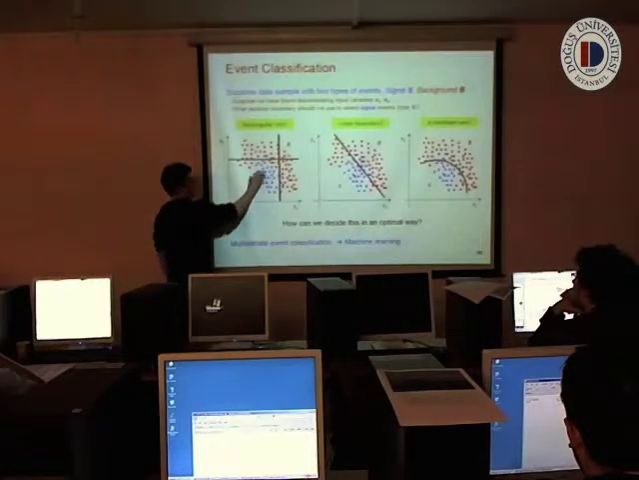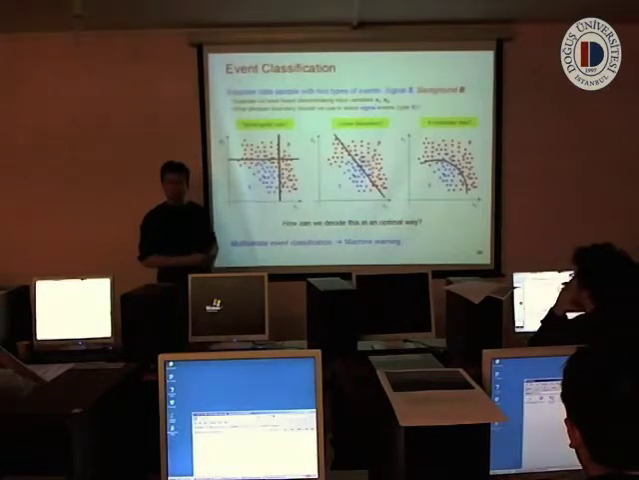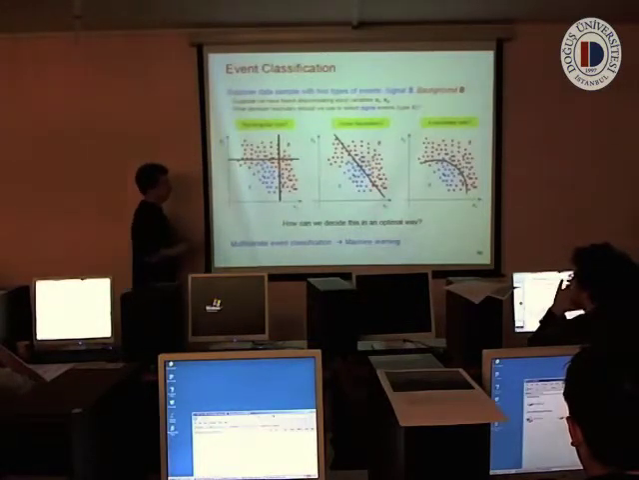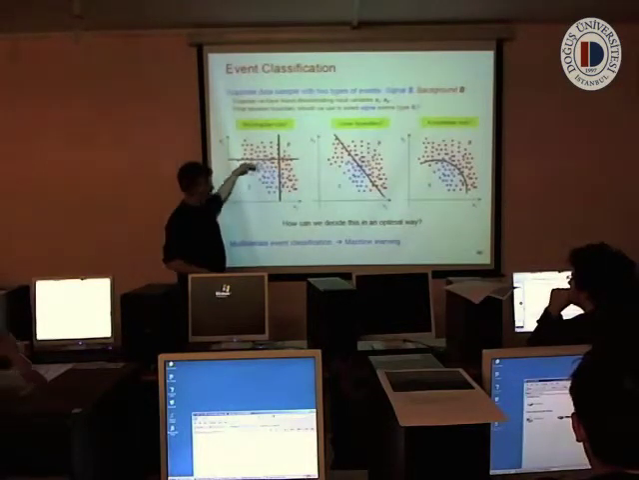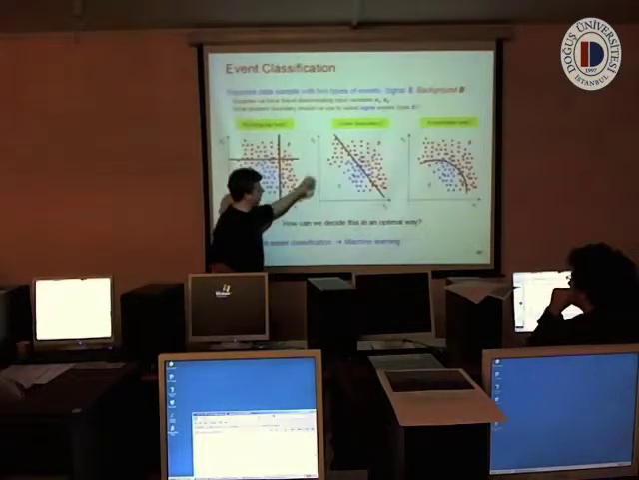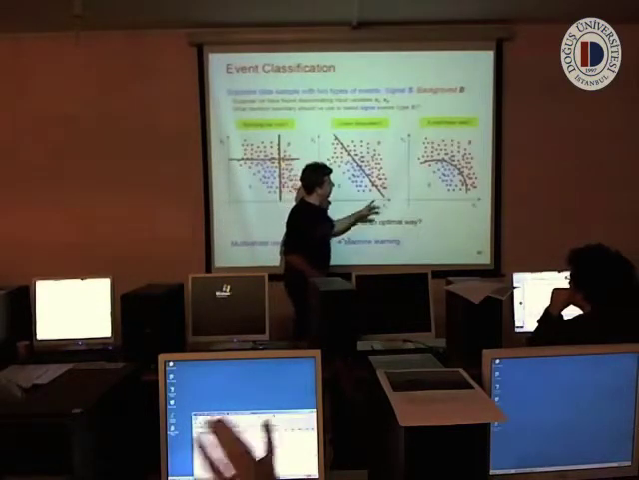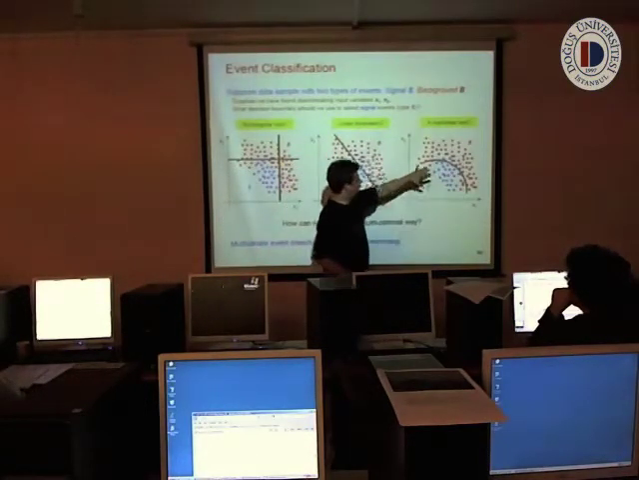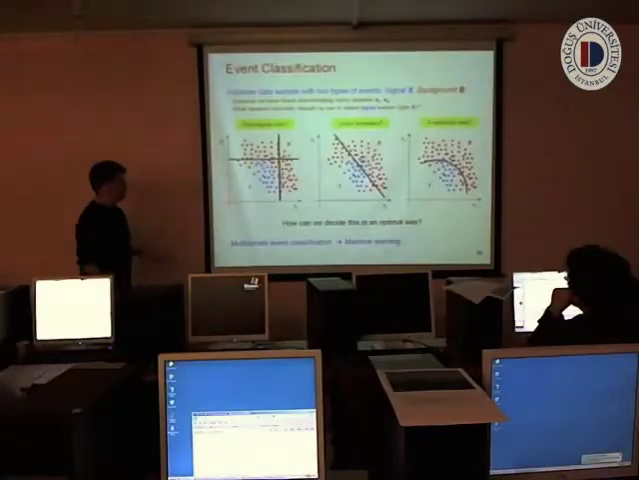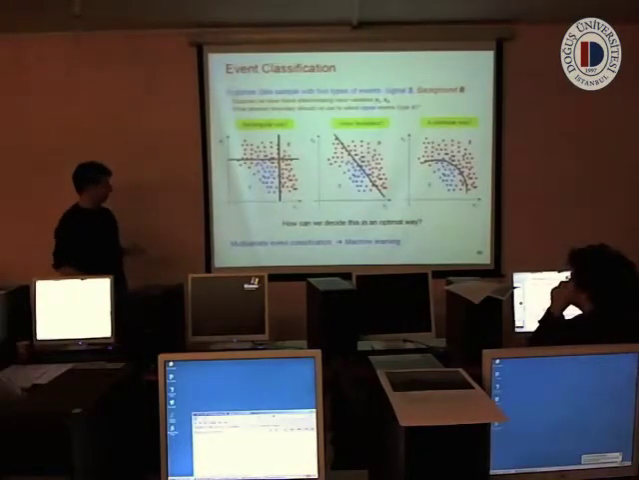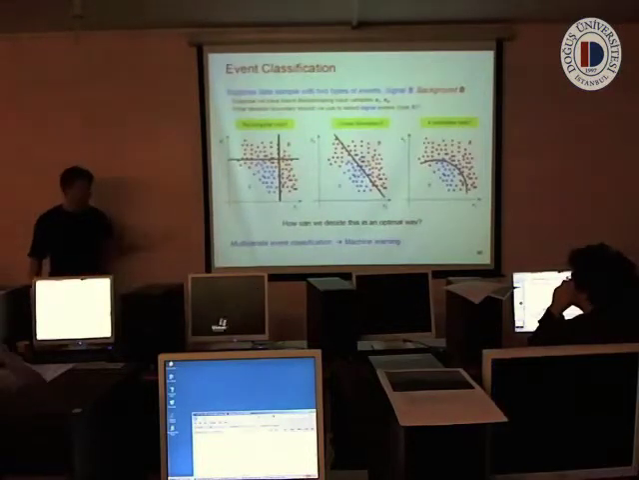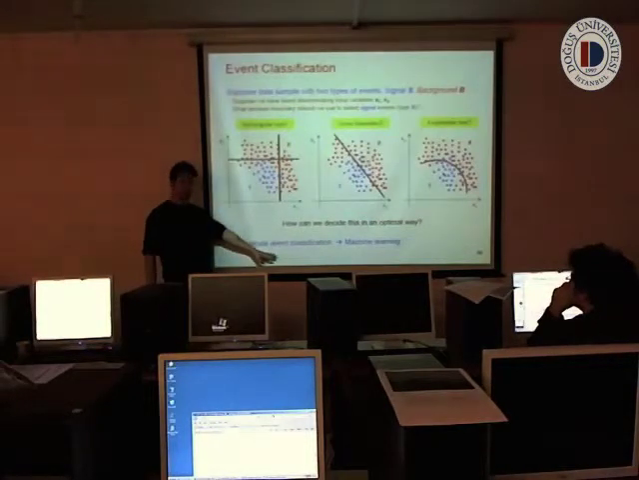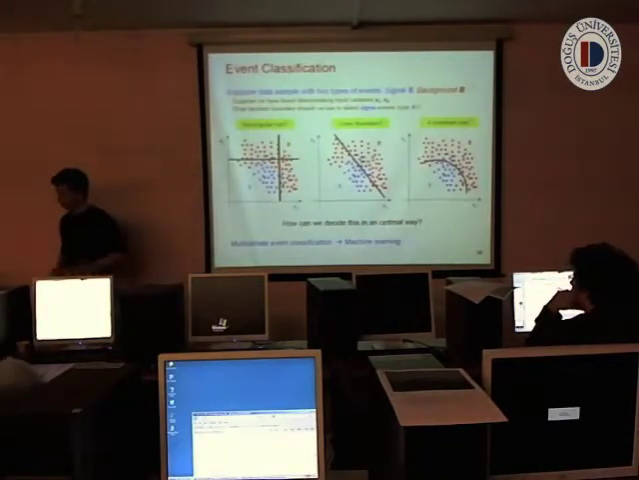So let's say we have a blue signal region, a red background region. We consider only two variables, and we want to find how do I best get my signal out while throwing the background away. I can put cuts, let's say smaller than this one here. I can maybe put one linear boundary, or maybe I can put a non-linear boundary between the background and signal region, and then I keep only what's in my signal region. But how can we draw these boundaries in an optimal way? And this is where multivariate event classification and machine learning comes into play.